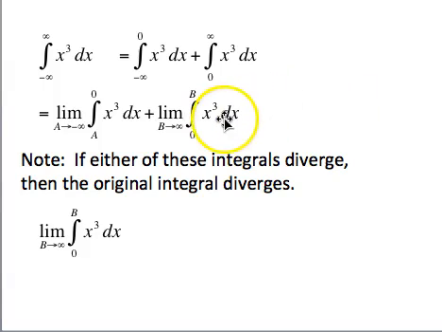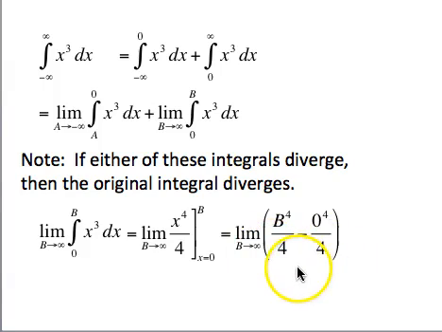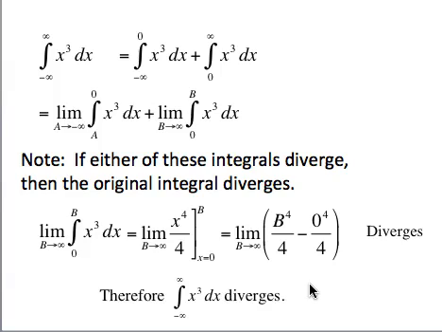Let's focus on the second one where things are approaching +infinity. So again, integral of x to the 3rd is x to the 4th over 4. So b to the 4th over 4 minus 0 to the 4th over 4 as b approaches infinity. This, of course, goes to 0. This gets increasingly large. So b to the 4th over 4 will go to infinity as b goes to infinity. That diverges. Remember what we said? We said if either of those two integrals diverges, then the whole thing diverges. Therefore, the integral from -infinity to infinity of x cubed diverges.